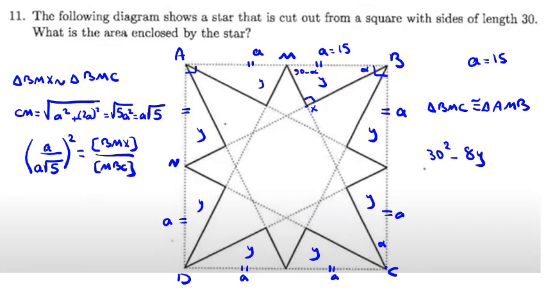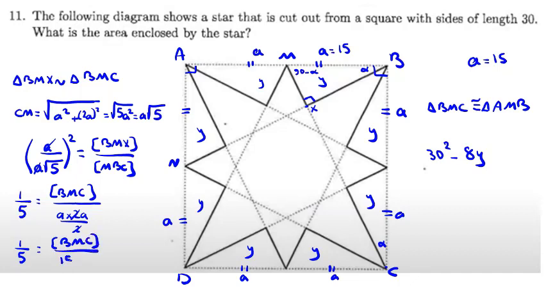The a and a will be cancelled. This squared is 1 over 5. Area of BMX, we want to find it. Area of MBC is easy. You say a times 2a over 2, which will be a squared. And a squared is what? 15 squared. So 1 over 5 equals area of BMX over 15 squared, 15 times 15.